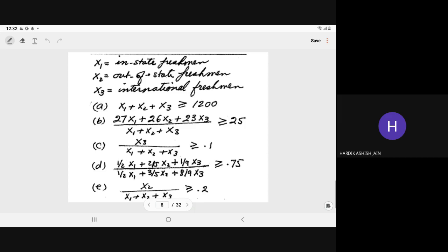So what is given to you? What is the first constraint or first goal? That x1 plus x2 plus x3 must be greater than or equal to 1200. At least 1200. Clear?